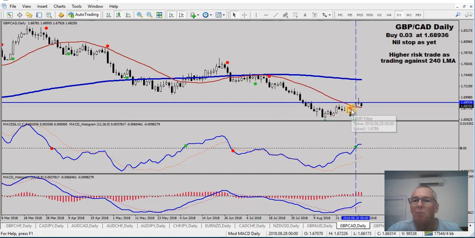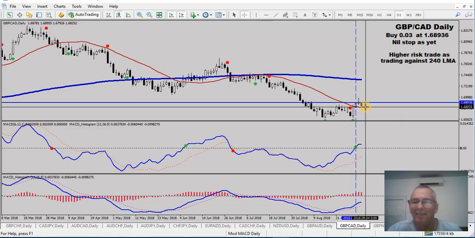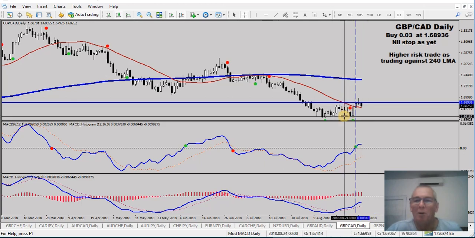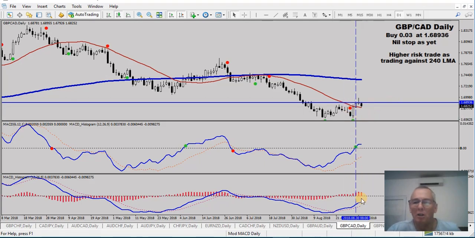This one I did take a buy on this Friday, I think. In here, it went up a little bit, but today it's come down. But it's still a valid buy signal, so we just have to be patient.